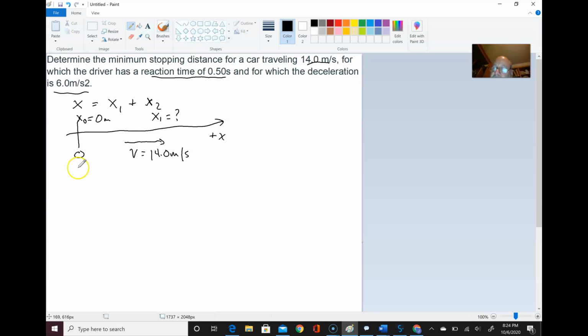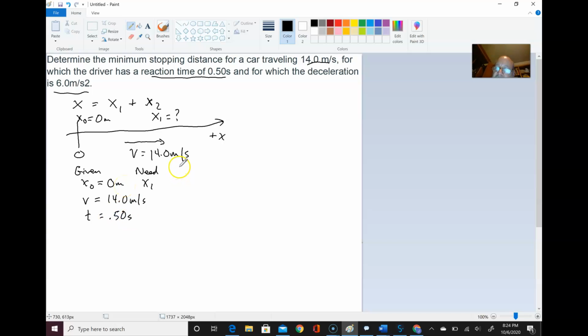So I'm going to solve this part of the problem by saying, given x0 equals 0 meters. I don't know what x1 is, but that's what I need. I need x1, that final position after the first motion. And then I also have a v of 14.0 meters per second, and I have a time of 0.50 seconds.